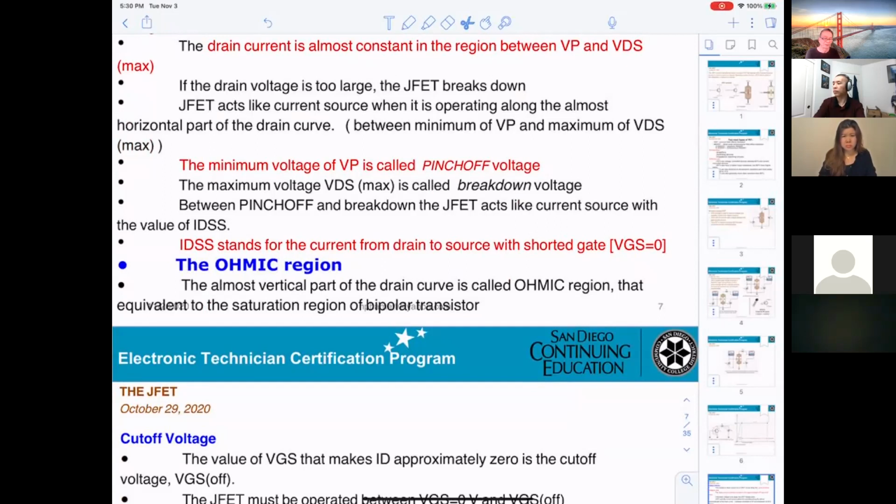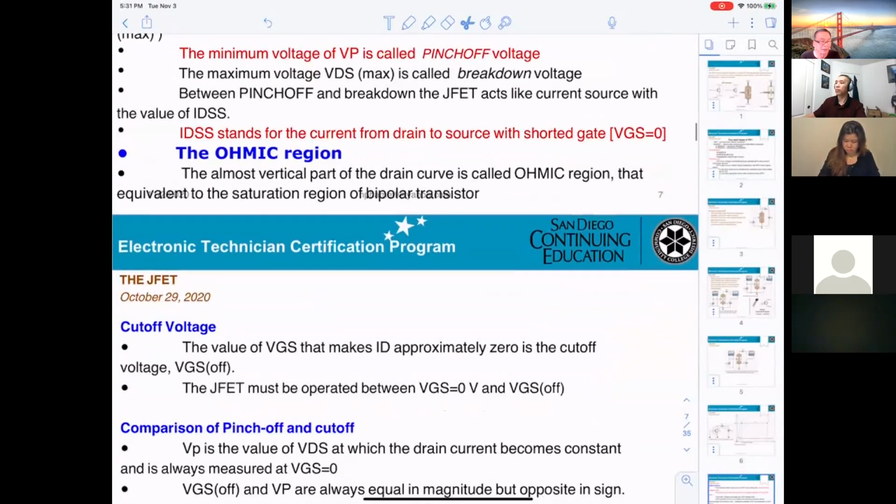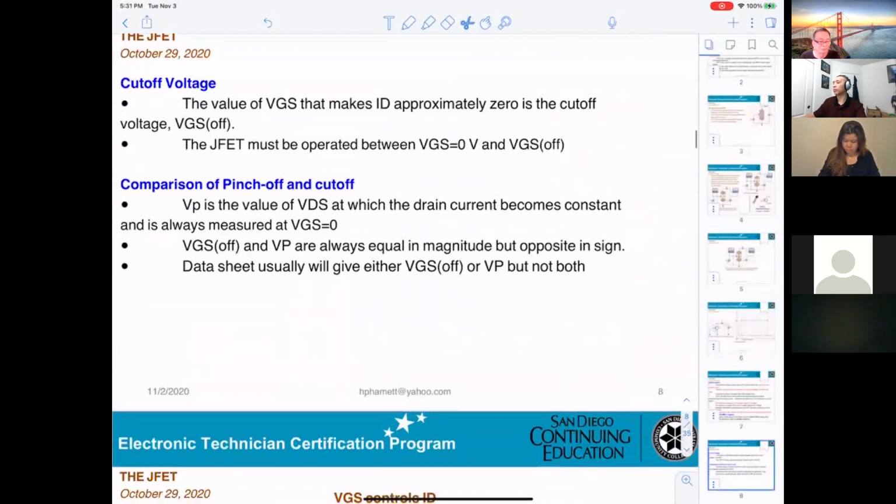Again, IDSS stands for the current from the drain to the source with the source shorted to the gate. That means VGS equals 0. Also, a JFET can be a resistor, so that's why you can see the ohmic region. The value of VGS that makes ID approximately 0 is the cutoff voltage, VGS off. The FET must operate between VGS equal 0 and VGS off.